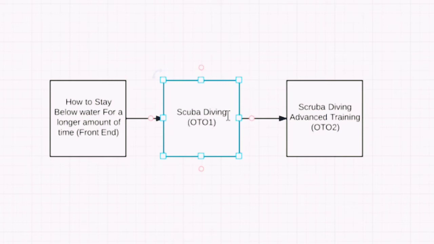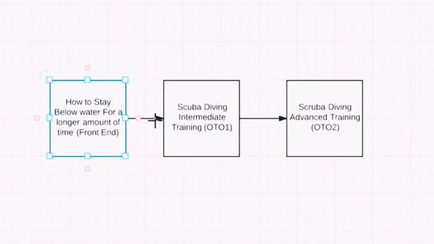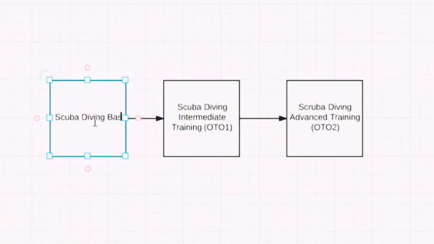So maybe OTO1 could be scuba diving, not basic training, but maybe intermediate training. And then maybe at that point, the front end offer could be scuba diving basic training. So think about it for a second. I move backwards, and this is more advanced, sort of less advanced, and a lot more less advanced.